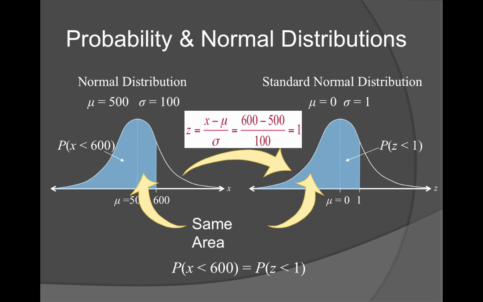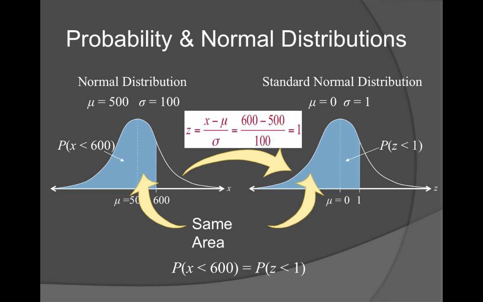We can convert this to a standard normal distribution using our z-score formula. We take 600 minus 500, so our random variable 600 minus the mean 500, divide that by the standard deviation of 100, and we get 1. Just as on the left, where we're trying to get the probability that x is less than 600, in a standard normal distribution it's equivalent to trying to find the probability that z is less than 1. And you can use either one of these.